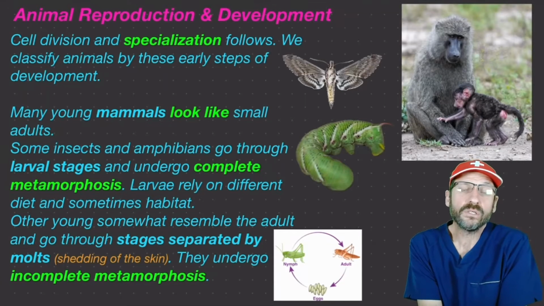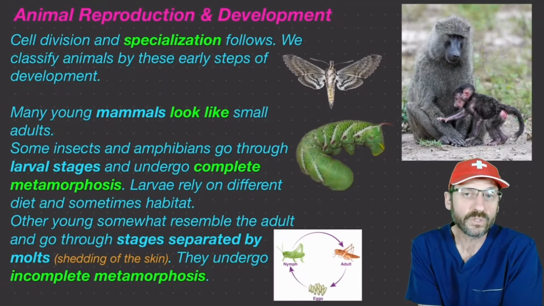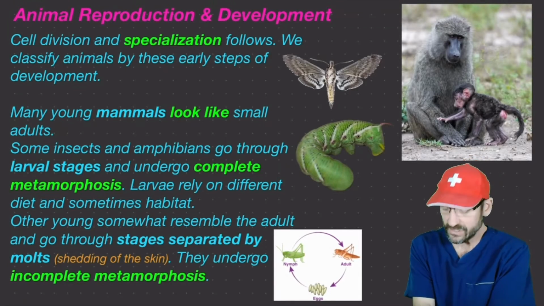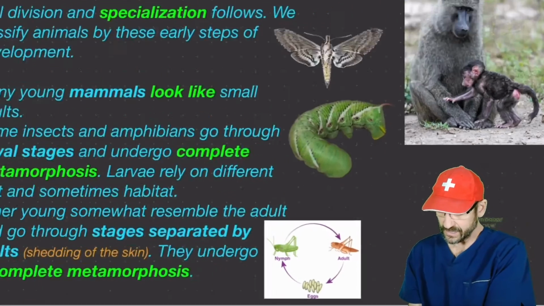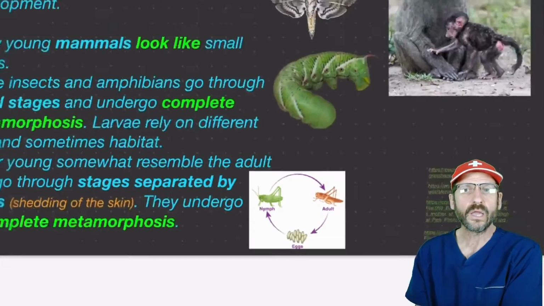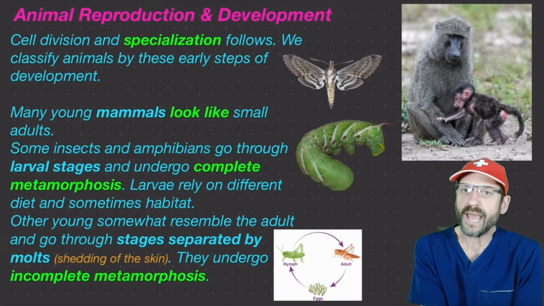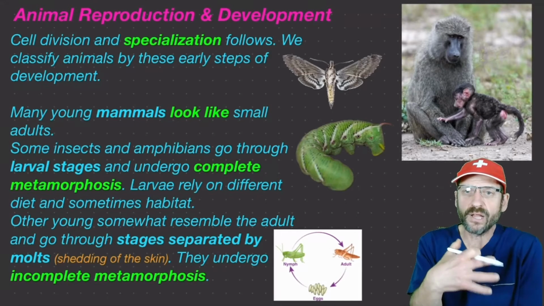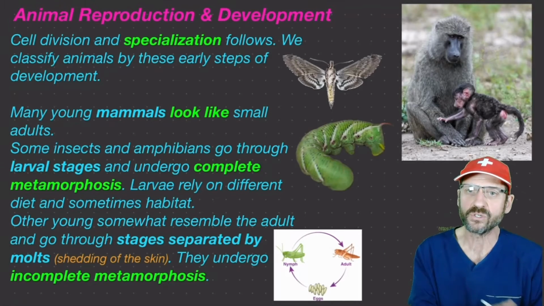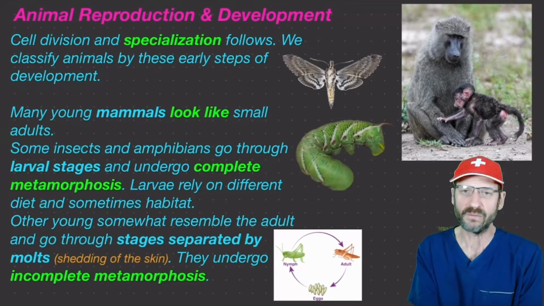Then we have other young that somewhat resemble the adult and go through stages separated by molts. Molting is when we shed the skin, and that's called incomplete metamorphosis. We can see that right here where we get a nymph and then it molts and becomes an adult. The reason is that a lot of these animals have exoskeletons, hard-shelled skeletons. As the animal grows, it can't expand, so it has to shed the outer skin in order to grow. So that's incomplete metamorphosis.